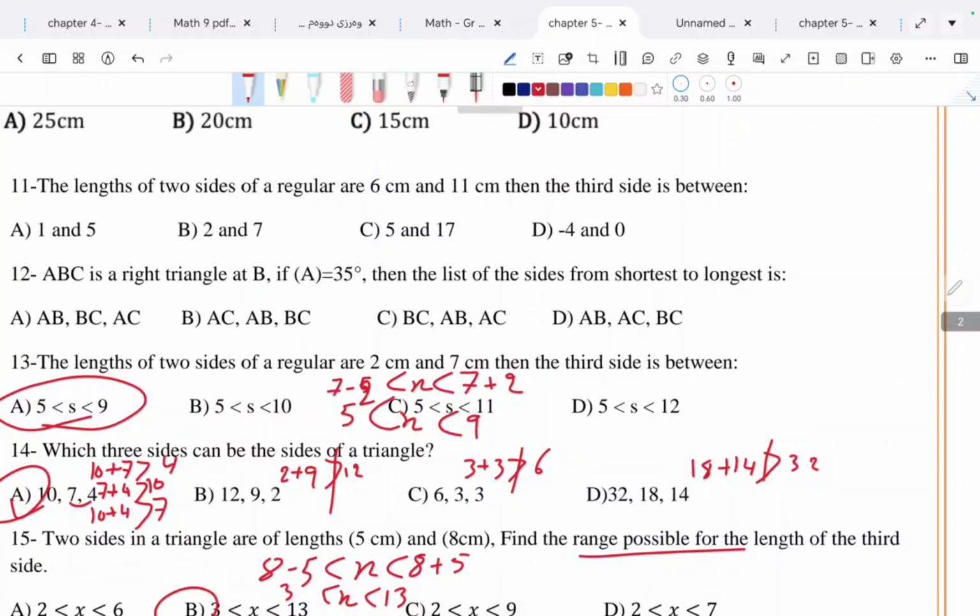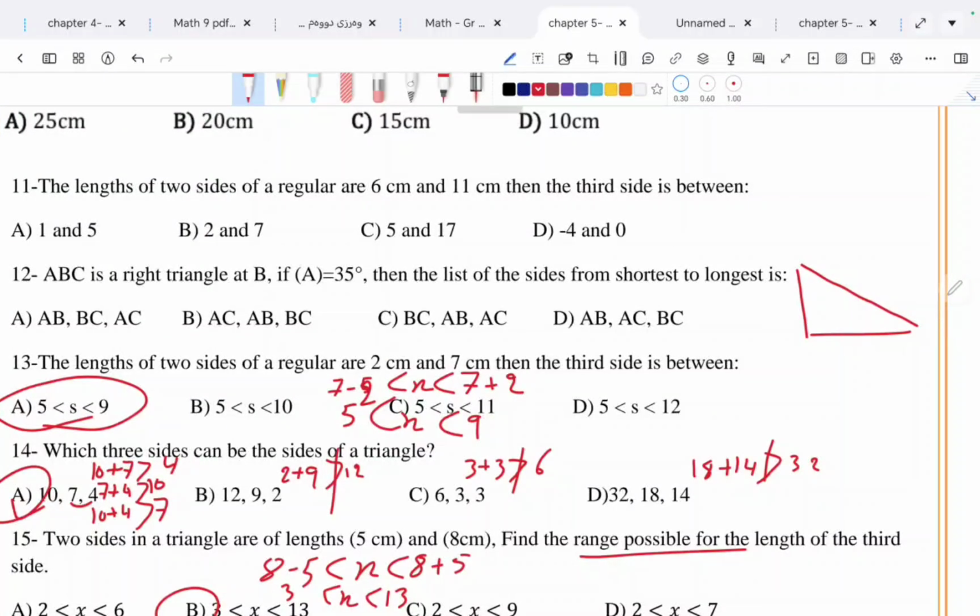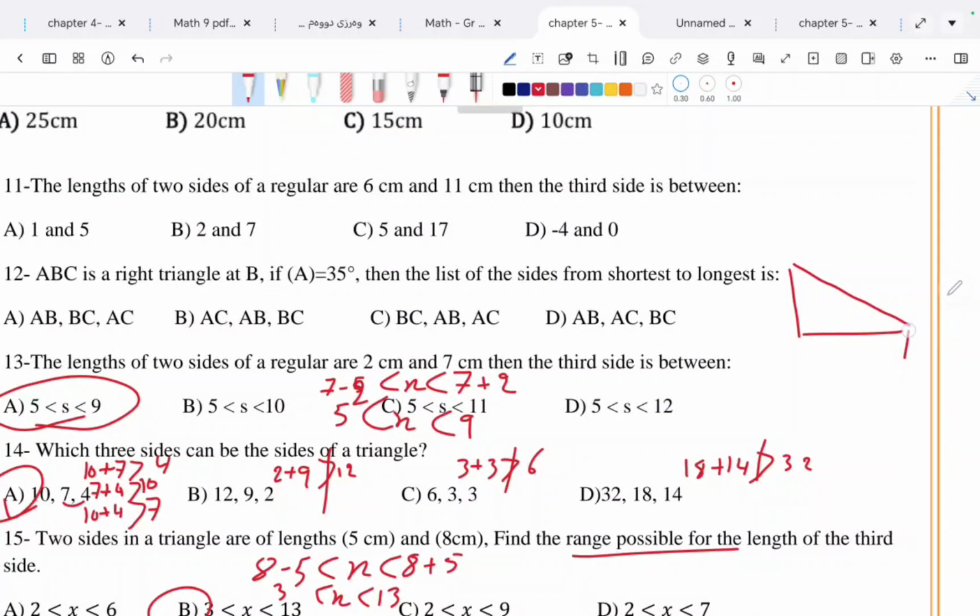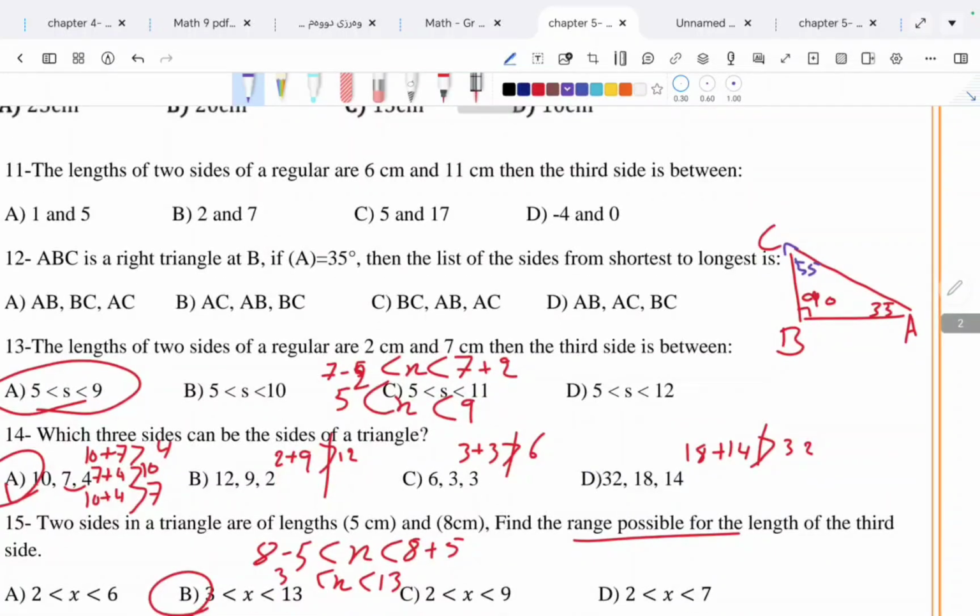Question 12. ABC is a right triangle. Pay attention. You have to draw a triangle. It's a right triangle, okay? A, B, and C. Angle A is 35. B, you know, it's a right triangle, so it is 90. As you know, the sum of the angles of a triangle is 180. So 35 plus 90 plus what equals 180? Plus 55. Okay? Then order them.